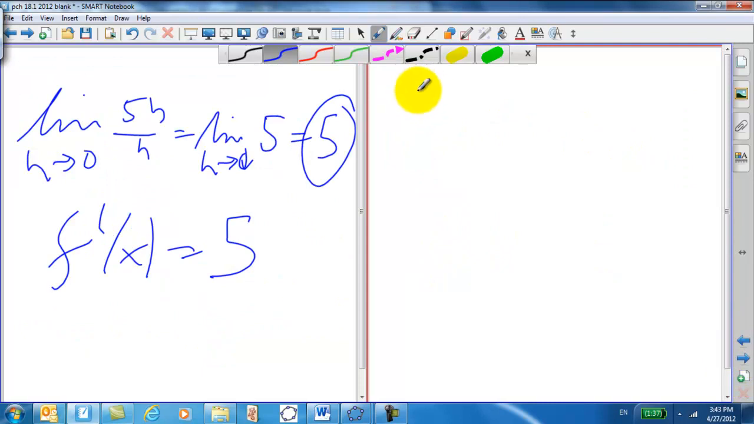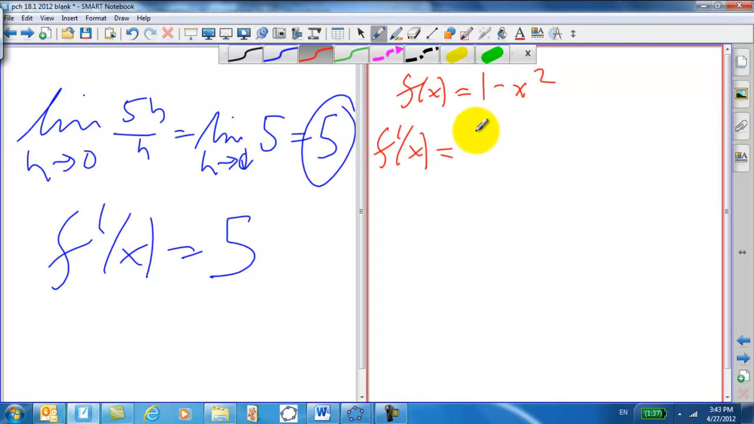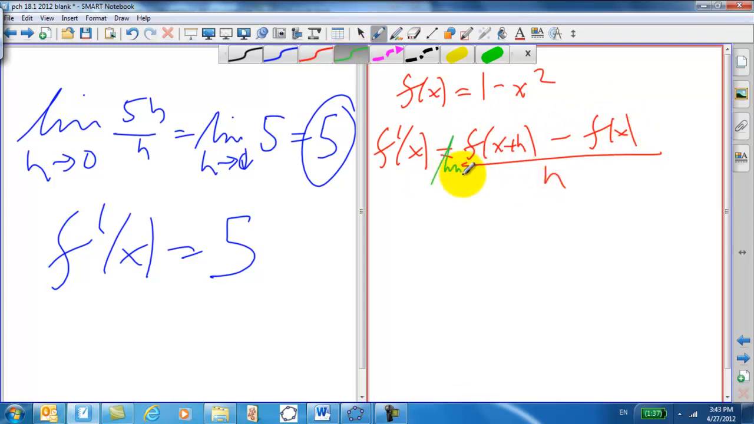Now I want to do another example, though, and crank it up to a more difficult function. Let's say f of x equals 1 minus x squared. So now the derivative is f of x plus h minus f of x all over h. I'm forgetting something key here. Remember what that was? The limit as h goes to 0. If you don't do that, it's wrong, because now you're just finding the slope of the secant line. The tangent line is gotten by looking at this limit process.